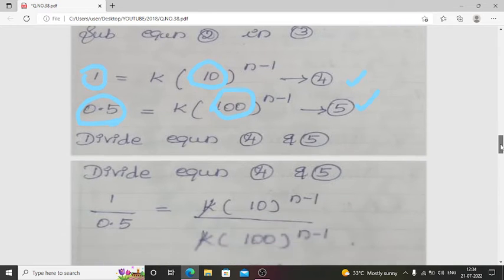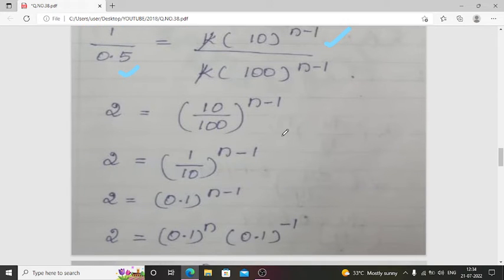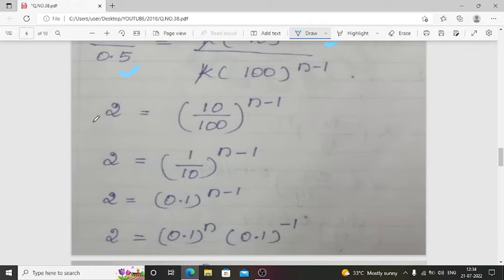So divide equation 4 by 5. Fourth equation, that is 1 is equal to K into 10 power n minus 1. Fifth expression, 0.5 is equal to K into 100 power n minus 1. Divide these two expressions. Finally we get, left hand side, the numerical term 2. Right hand side, the Ks are cancelled, that is the flow consistency index. So only we have the flow behavior index, that is n. So after reducing this expression we determine the flow behavior index, that is n value.